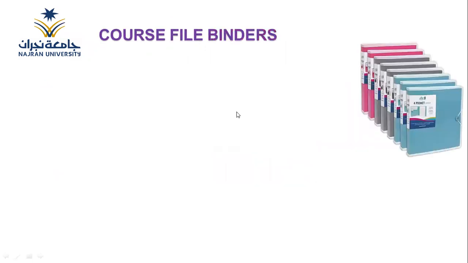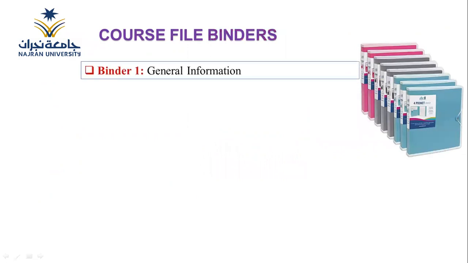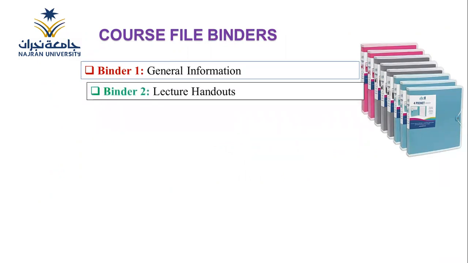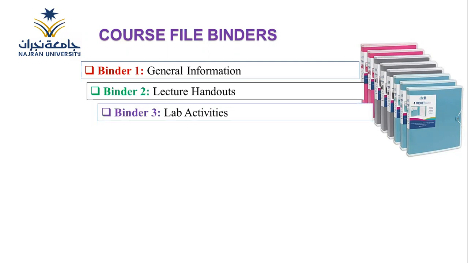Now, what are the course file binders? We have a total of 9 binders, and the first binder talks about the general information. Binder number 2 discusses the lecture handouts. Binder number 3 discusses the lab activities.